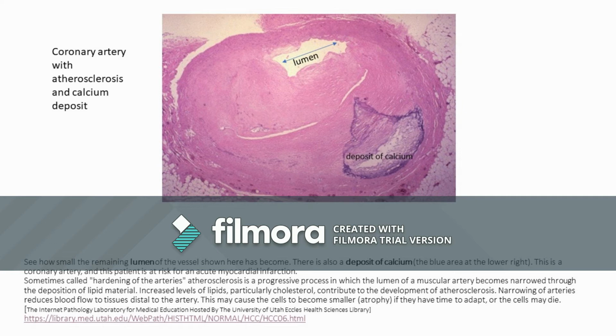Sometimes called hardening of the arteries, atherosclerosis is a progressive process in which the lumen of a muscular artery becomes narrowed through the deposition of lipid material. Increased levels of lipids, particularly cholesterol, contribute to the development of atherosclerosis. Narrowing of arteries reduces blood flow to tissues distal to the artery. This may cause the cells to become smaller or atrophy if they have time to adapt, or the cells may die.